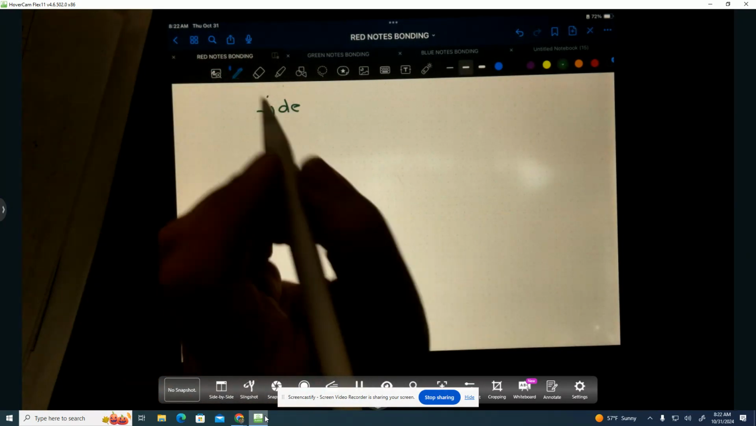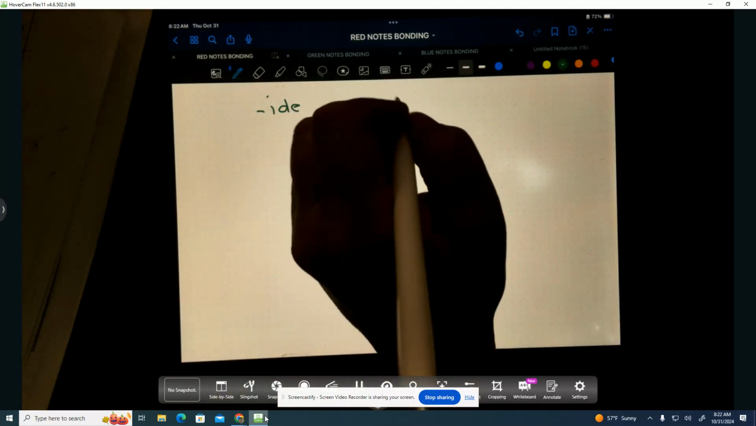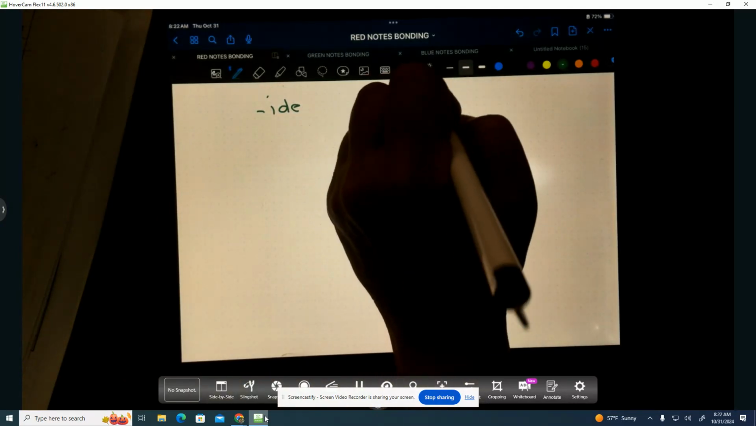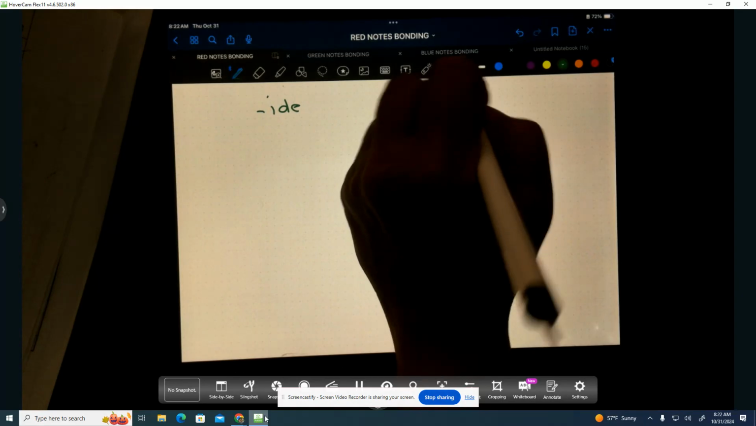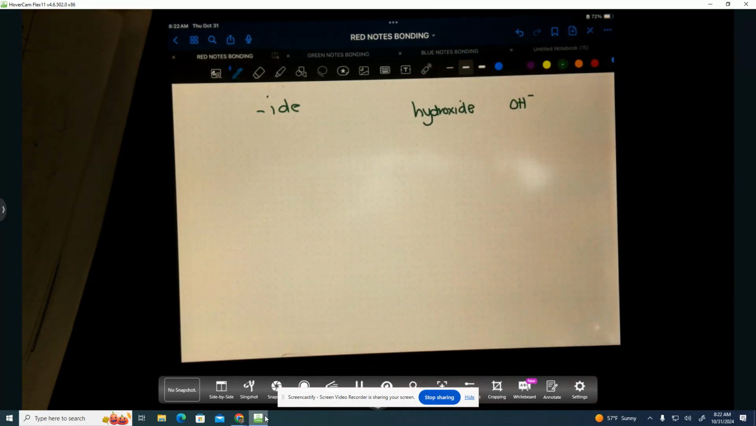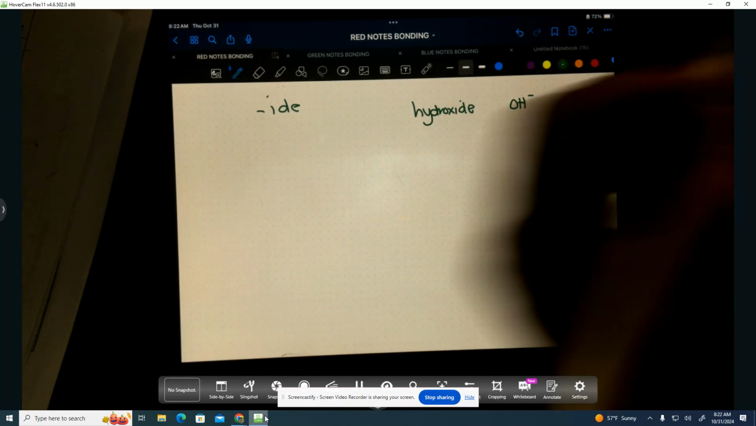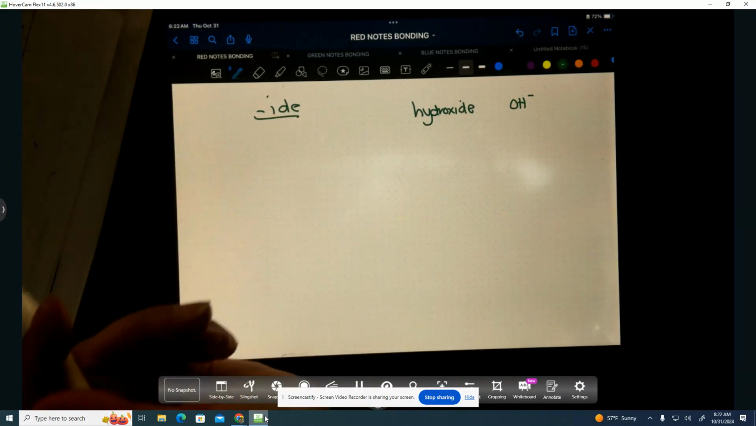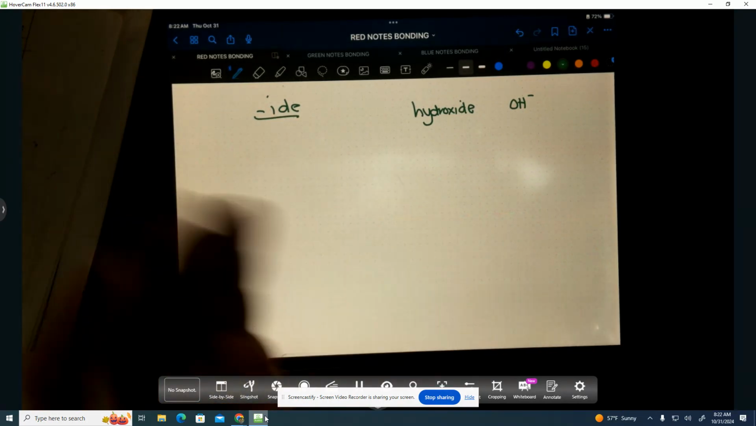Sulfate and binary, or say that again. What do you mean, like the IDE, like that's binary? IDE? Yes. There are a couple polyatomic ions that end in IDE, like hydroxide also ends in IDE, but these are the ones. Remember I said no, technically you don't have to memorize them, but you should know them because it's going to make your life a lot easier if you know them.